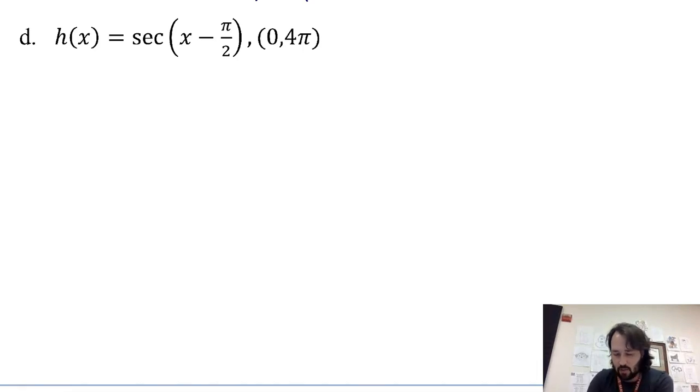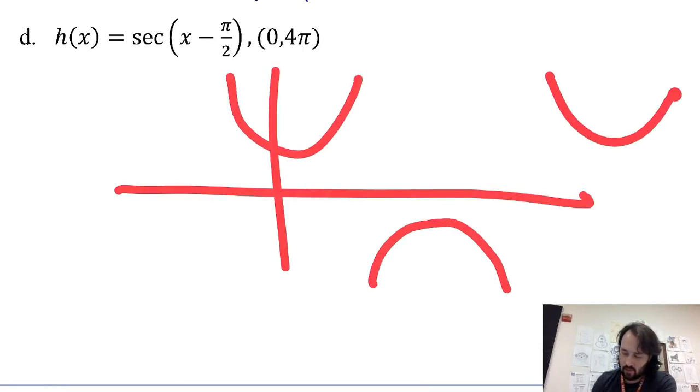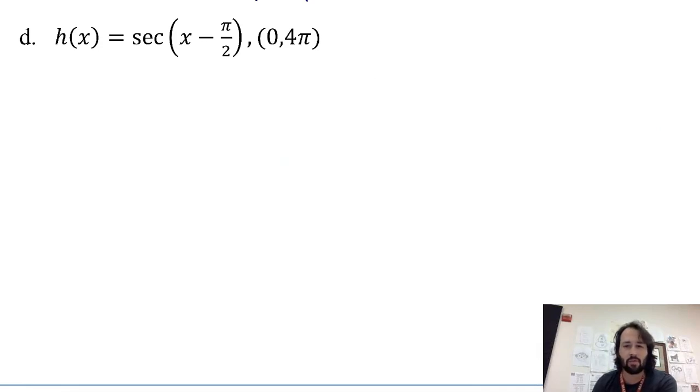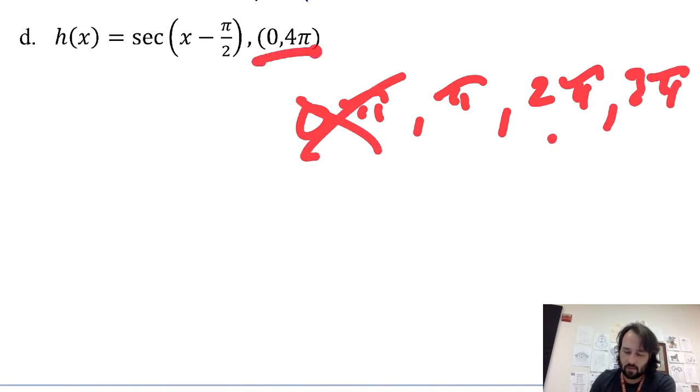So there's a few things that we need to think about this. Secant has a graph that looks like this. So I have some asymptotes that I'm going to be not differentiable at. So I'm going to need to think about kind of where those are. And the whole graph has been moved right pi over 2, so they should be happening every pi. So at 0 pi, pi, and 2 pi, I will have asymptotes, and even 3 pi, right? But 0 pi won't be included because it's not a part of my interval.